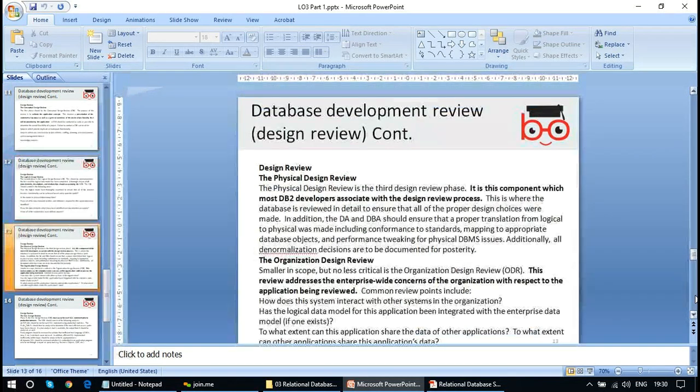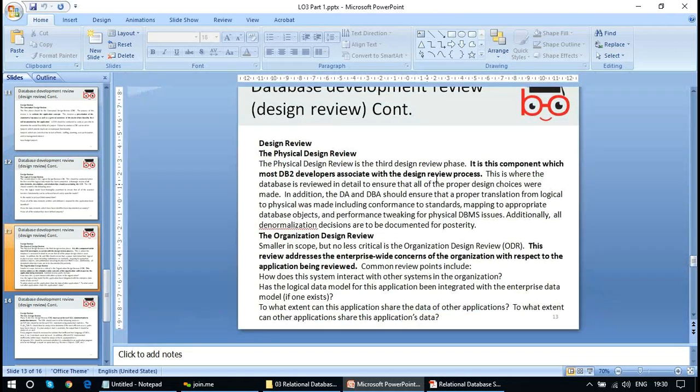Then the physical review. Physical review is basically the third review. It is the component which most DB developers associate with the design review process. So some developers still say that the physical review is the design.